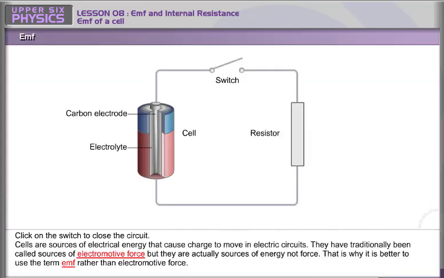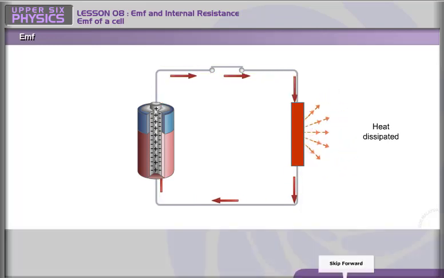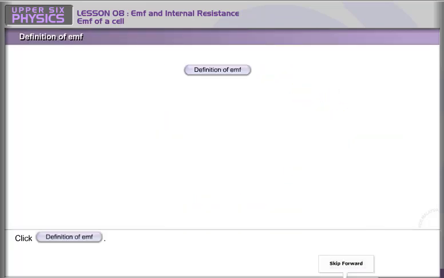Click on the switch to close the circuit. Cells are sources of electrical energy that cause charge to move in electric circuits. They have traditionally been called sources of electromotive force, but they are actually sources of energy, not force. That is why it is better to use the term EMF rather than electromotive force. Click the definition of EMF button.